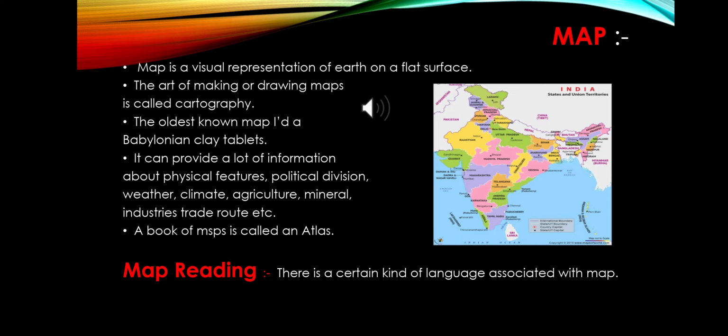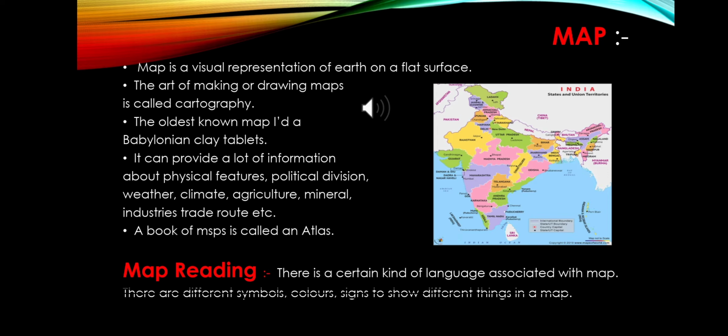Now, map reading. How will we do map reading? We should know how to read a map in order to make full use of it, right? So there is a certain kind of language associated with maps. There are different symbols, colors, and signs to show different things on a map. First of all, we will discuss directions.